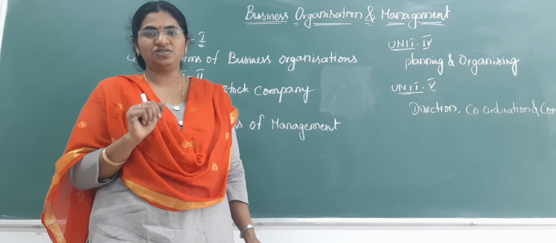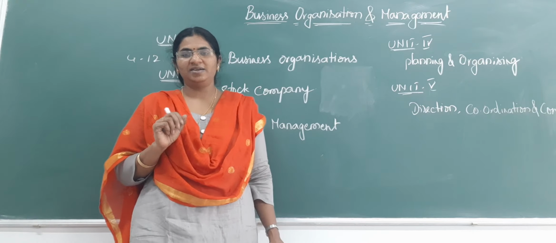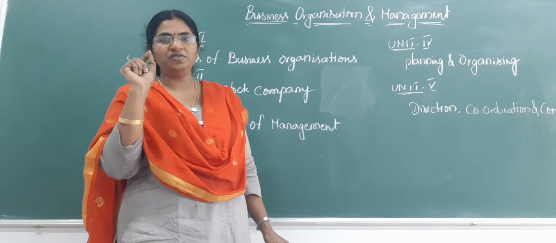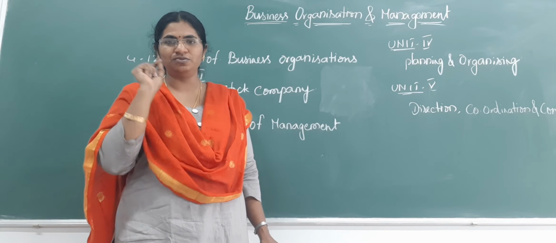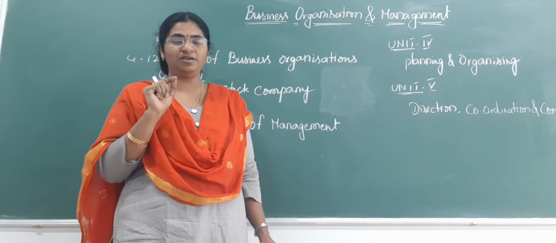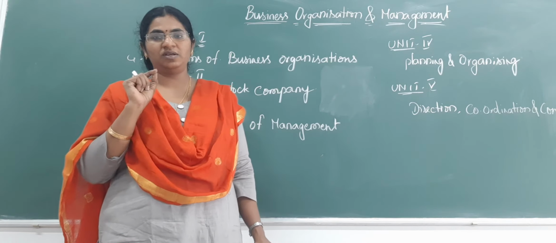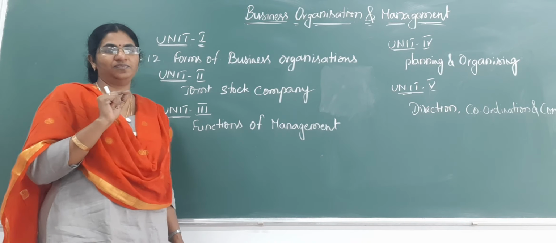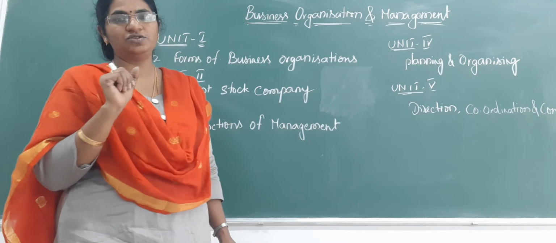Next one is registration office clause. Registration office clause says that where the company head office and branch office are going to be established, they need to give the address of the head office. They need to say about the address of the branch office also. That's about registration office clause.